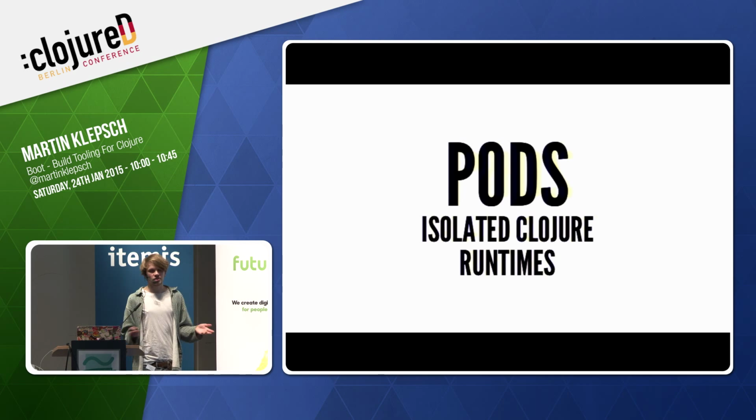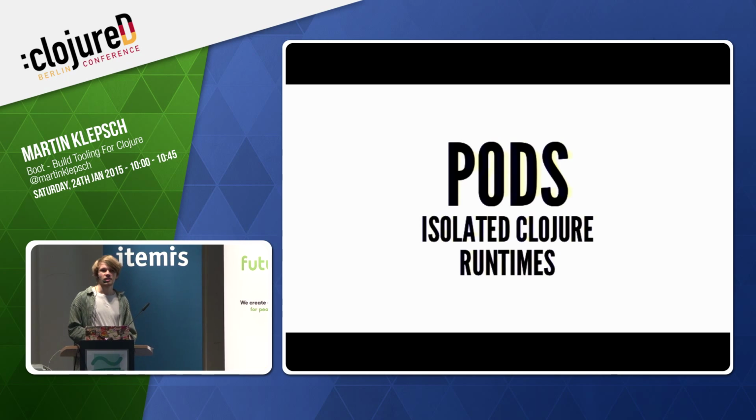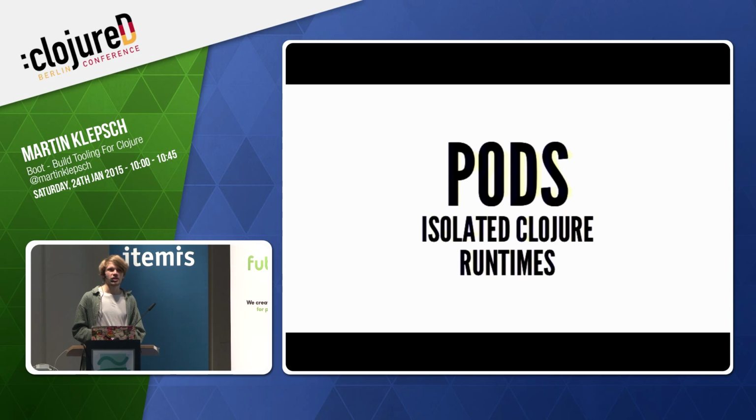In Leiningen, you don't have this problem because all the tasks run in separate JVMs, which is good and bad, I would say. So pods are what Boot provides you with to isolate dependencies. Basically, pods are a system to get an isolated Clojure runtime. So you can get a Clojure runtime with a different classpath than whatever Clojure runtime you had before, with different dependencies, and so on. So you really get sort of isolated Clojure instances, you could almost say.